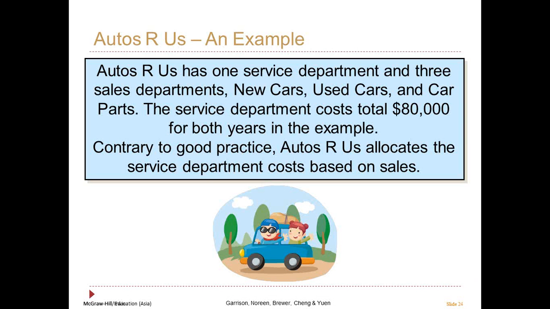Autos R Us is an example. Let's look at this example to illustrate the pitfalls of allocating service department costs based on sales revenue. The company is Autos R Us, and it has one service department and 3 sales departments: new cars, used cars, and car parts. The service department costs total $80,000 for both years in this example. Contrary to good practice, Autos R Us allocates the service department costs based on sales.